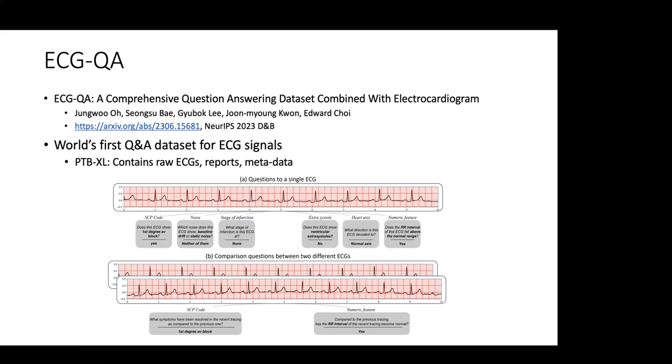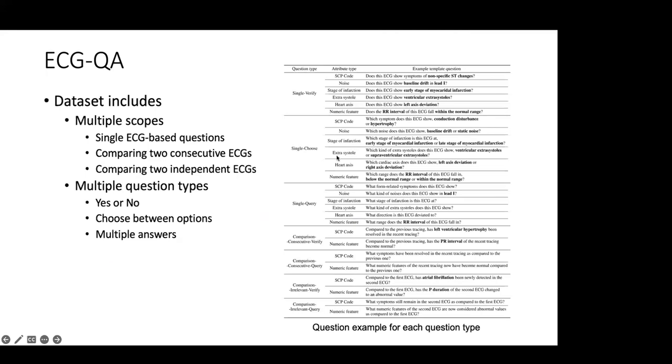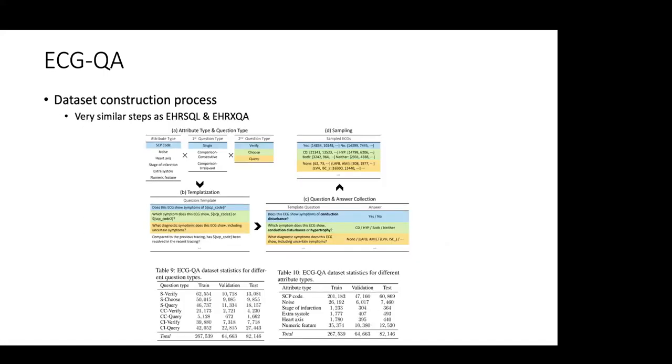So it has a very similar structure to EHRXQA: single and comparison, and also verify questions, which are yes or no questions. Choose questions are between two options. Query questions are like: give me all the things that are wrong with this ECG. So basically, these categories. And I'm going to skip that.